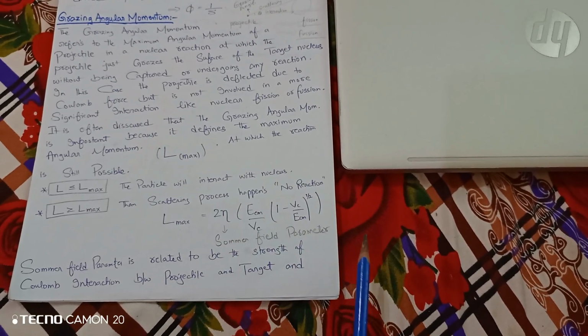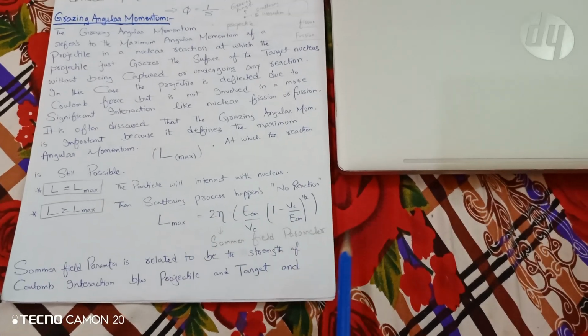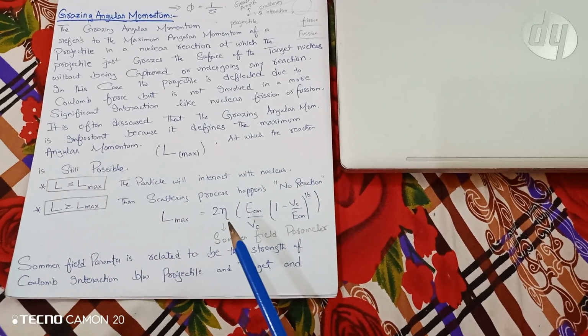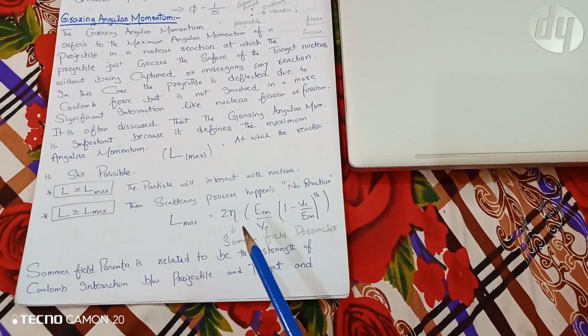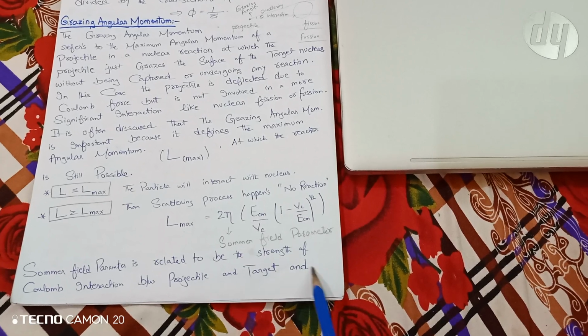So this is basically the formula to find the maximum angular momentum if the center of mass energy and Coulomb potential are given. There is also a formula for eta, which we can discuss further in this video. So now, what is this eta? Eta, as I told you, is the Sommerfeld parameter.